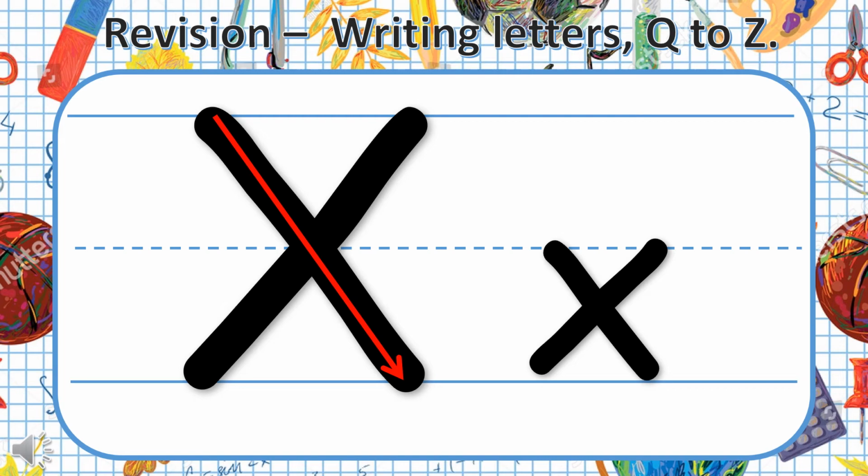Then you're going to lift your pencil. Put it on the top line. And now you're going to do another skew line crossing over your first one at the middle line. So you're going to go all the way past the middle down to the bottom line. Good job, everyone.